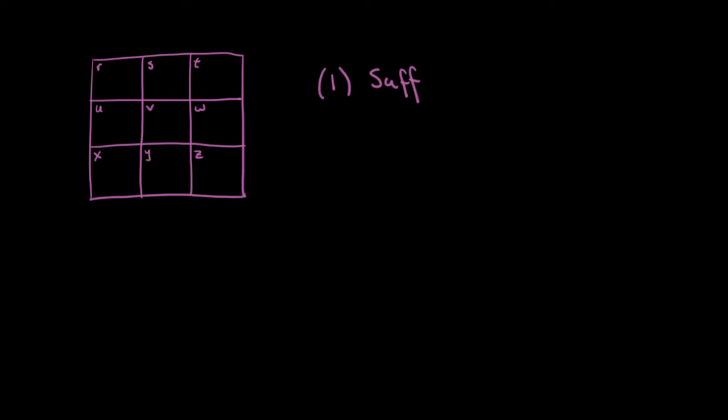Now statement 2 is a little trickier. Statement 2 says that s plus t plus u plus x has to add up to 6. And what they're really telling you there is that none of those boxes could be 3. Because let's see what happens if one were a 3.